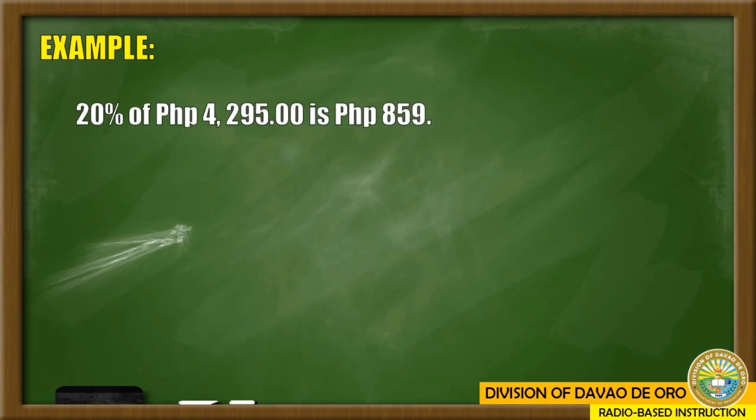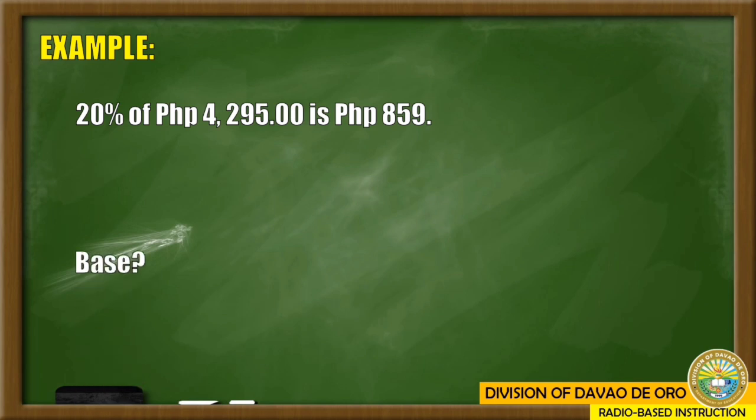20% of 4,295 is 859. I repeat, 20% of 4,295 is 859. Okay, what will we do? So we are looking for the base, the percentage, and the rate.